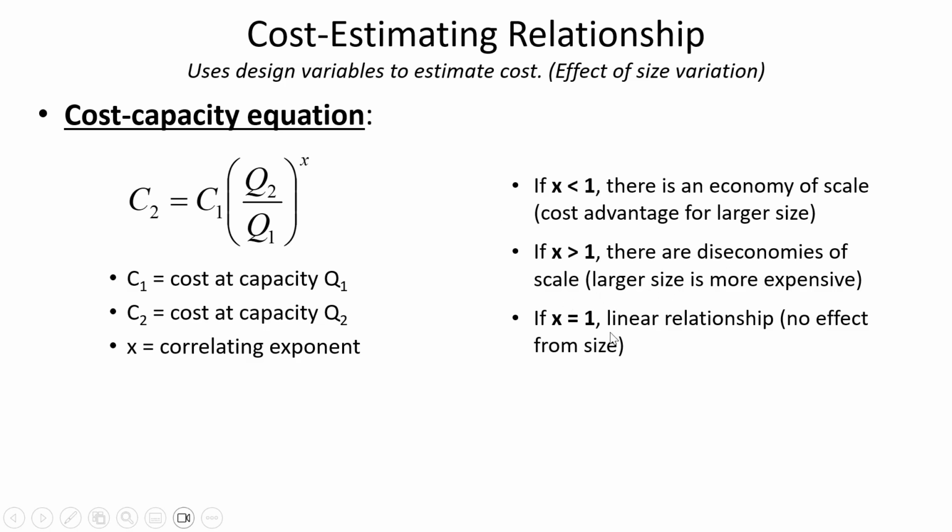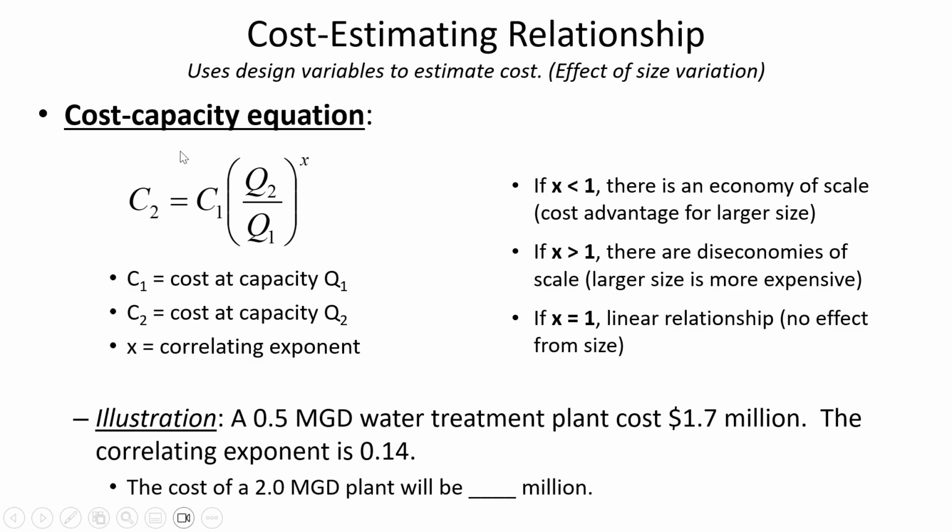And then of course if X equals 1, then that means that there really is no effect on the size. Of course, a larger item is more expensive than a smaller item, but it's a linear relationship when X equals 1. So if it's a linear relationship, then it means, for example, if it costs you $10,000 to build a swimming pool that has 10,000 gallons, then a 20,000 gallon swimming pool would cost you $20,000 to construct. That would be an example if you had a linear relationship in the cost capacity equation.